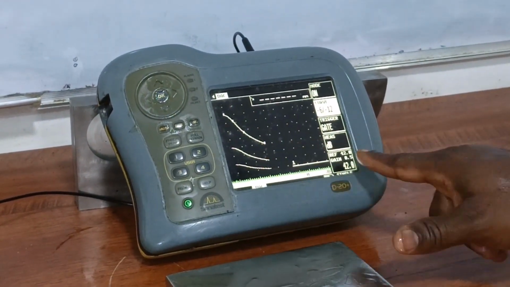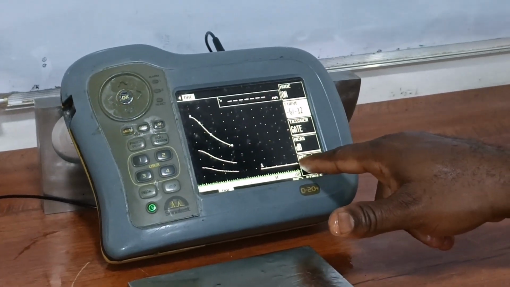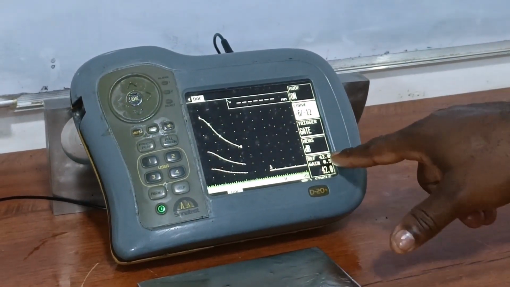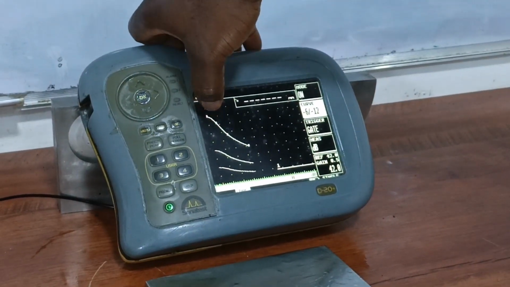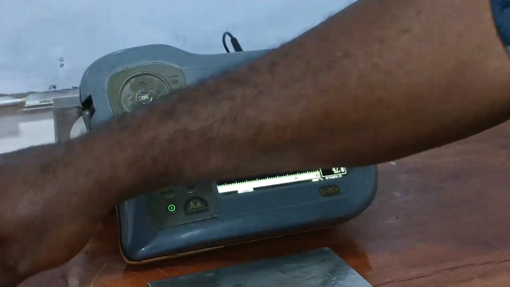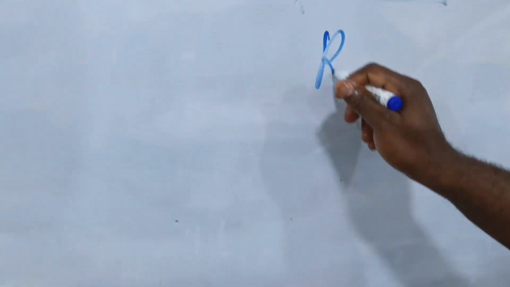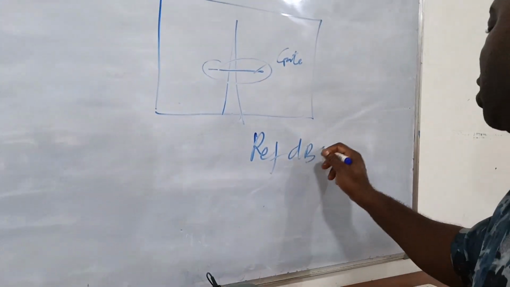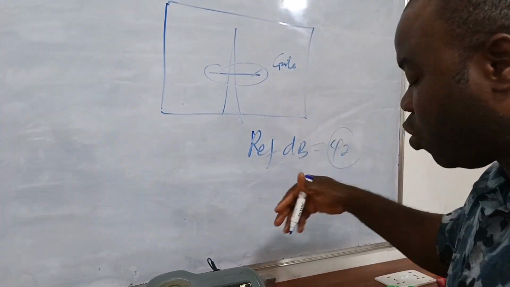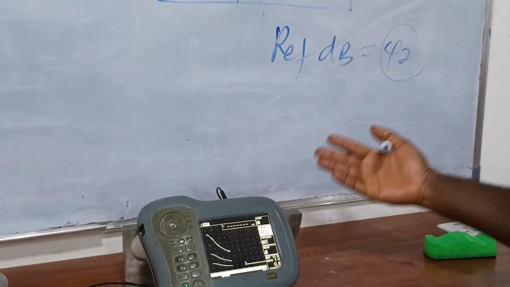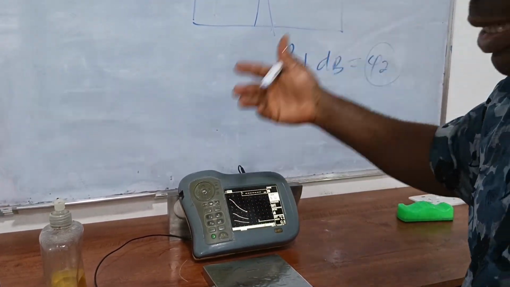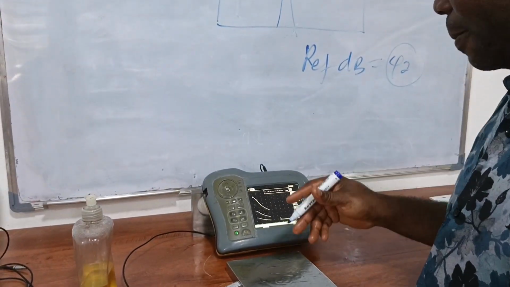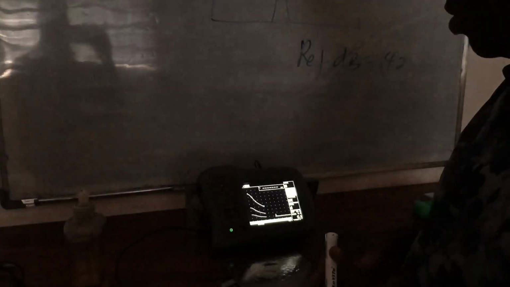Now, if you look at your screen closely, you will see ref 42. This is your reference dB. This is the dB at which you got your first point. And this value of your reference dB, you need to keep it, because this is what you are going to be using when you use your DAC to do evaluation when you have a defect. So you need to take note of that. So basically, this is how you plot DAC.